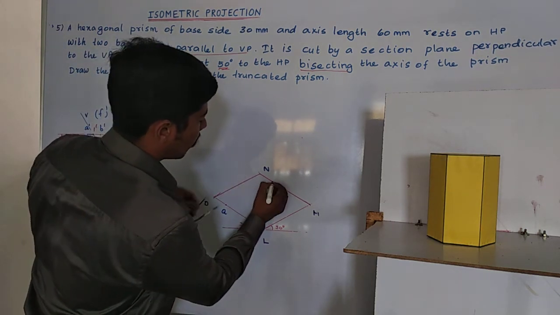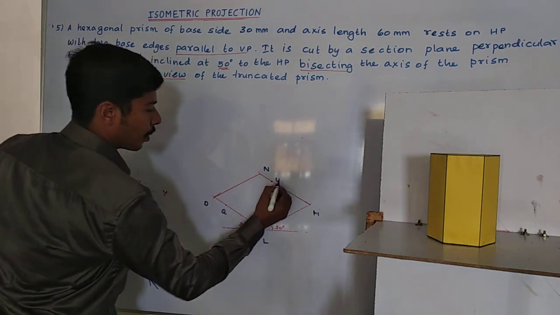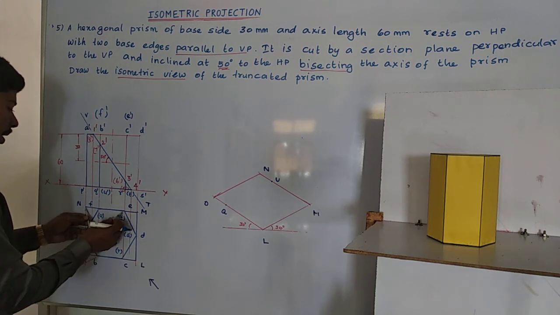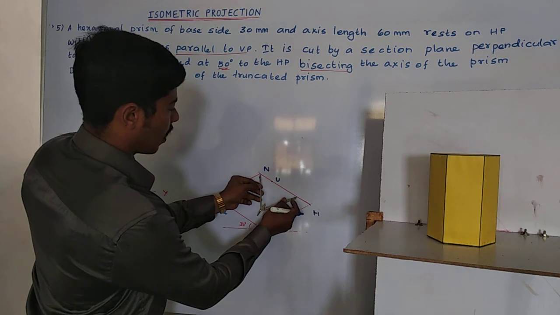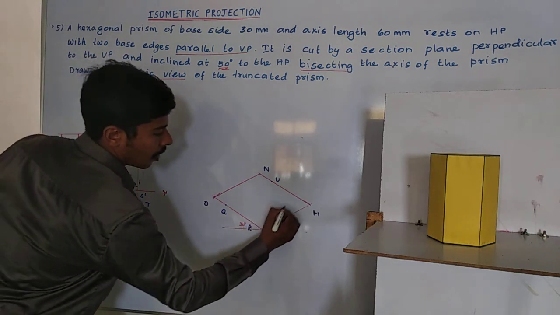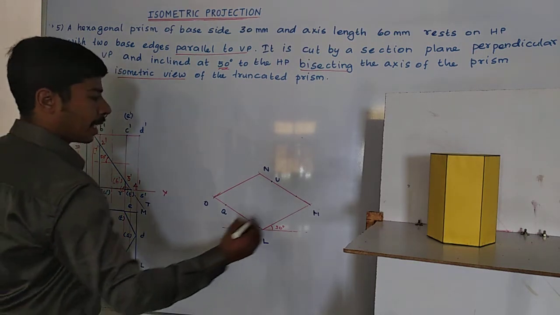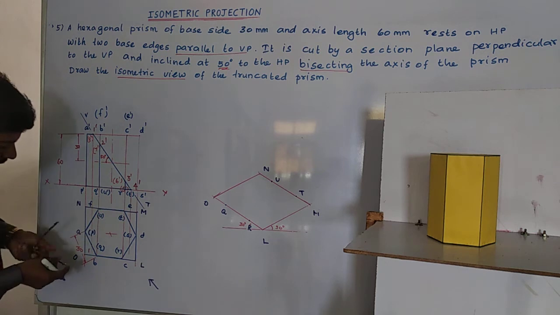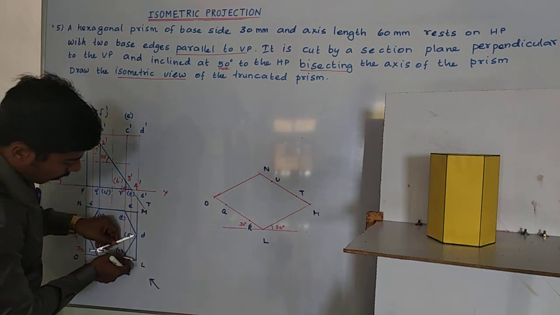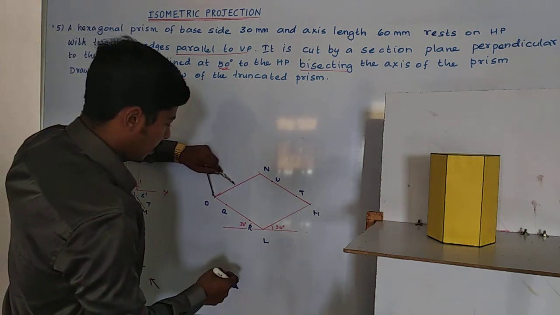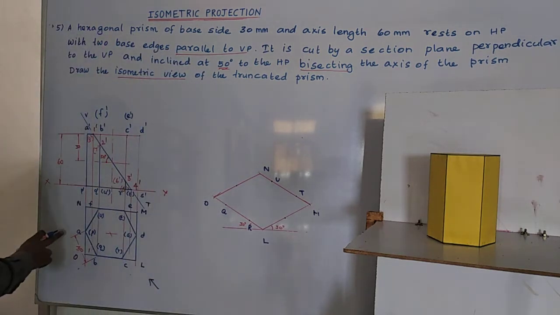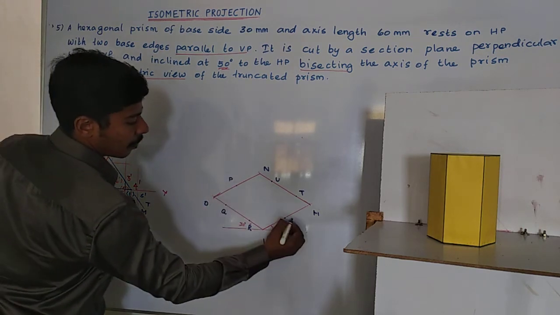So similarly we can mark over here also. So this point is U. So this distance and this distance are the same. So here, here. So this point is our R. Then go for this distance. So these two are the same. So mark this. Find this P and S. This point is P and S.